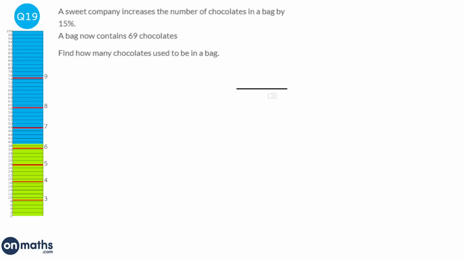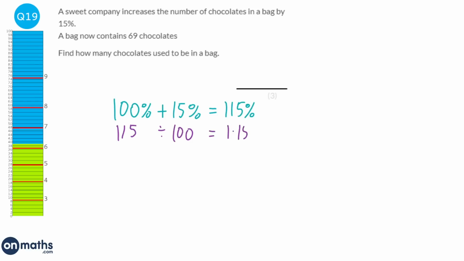So what's happened here is that the company's increased the amount of sweets by 15%, so we're just going to focus on that and work out what the multiplier would be first. So they started off with 100%, and they added 15%, and then therefore they ended up with 115%. And to find that as a multiplier, we get the 115 and divide it by 100, and that gives us 1.15. So that is the multiplier they used.